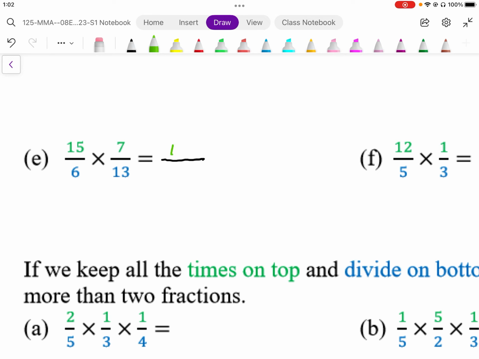Okay, and now these do share a common factor of 3. So I can divide by 3. 105 divided by 3 is going to give me 35. And then I'm going to divide by 3 in the denominator. When I divide the denominator by 3, I'm going to end up with 26. So that is my simplified fraction.